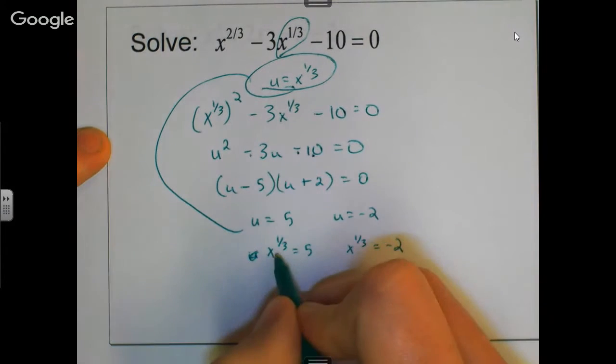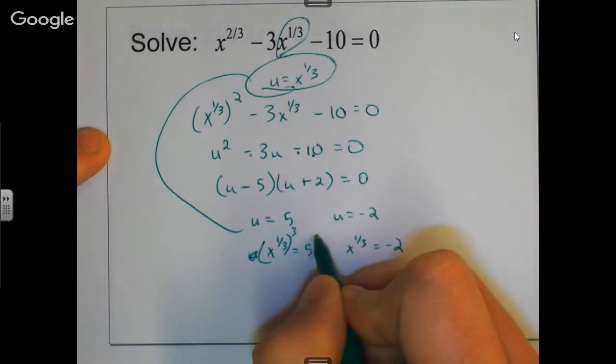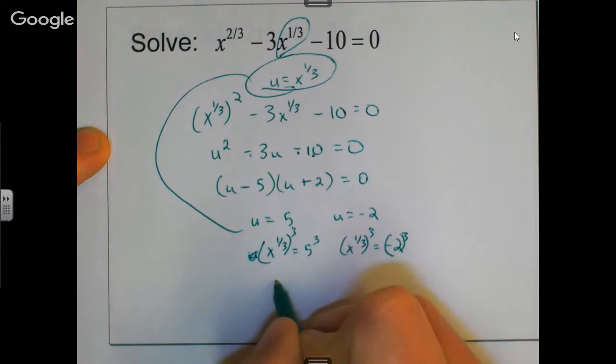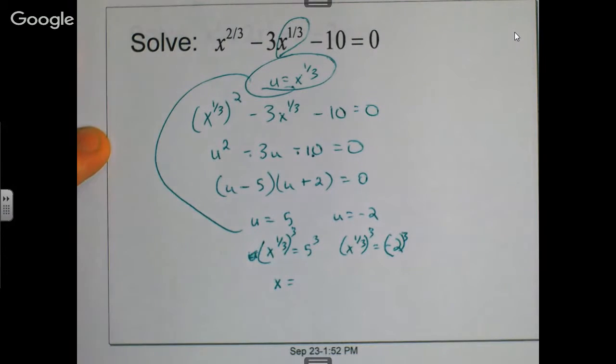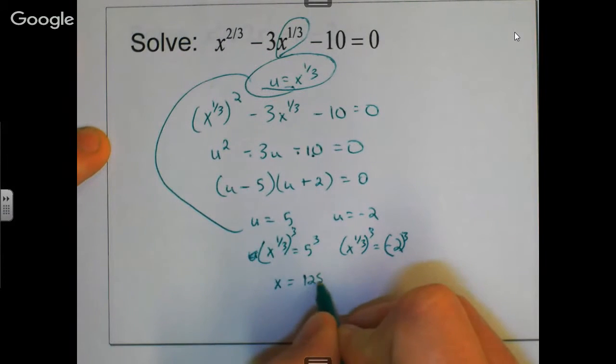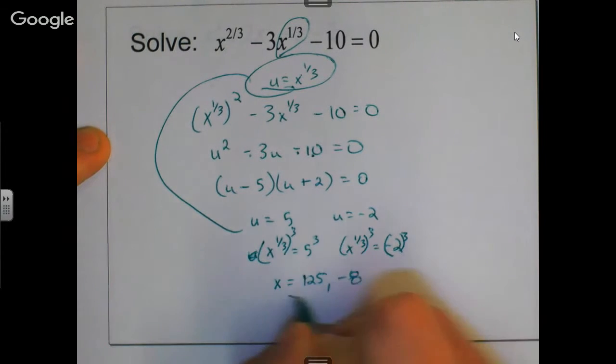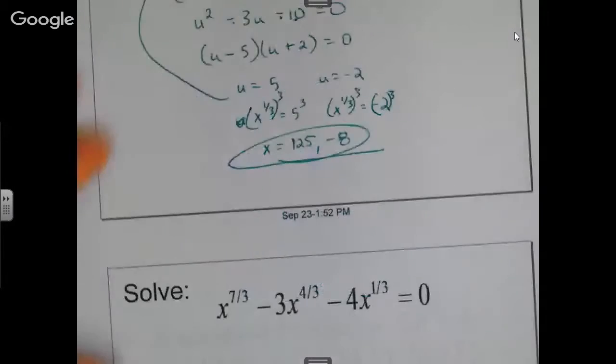How do I get rid of the 1/3? Take it to the third power. Okay, so x equals 5 to the third. So that's 5 times 5 times 5, 125. And then negative 2 to the third power is negative 8. Again, we want to check those out.